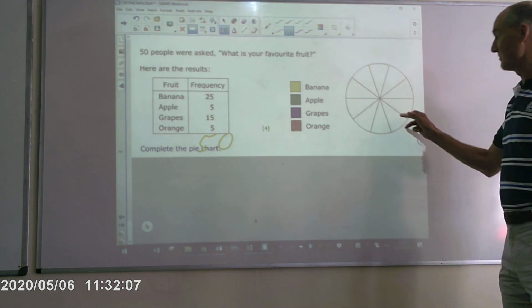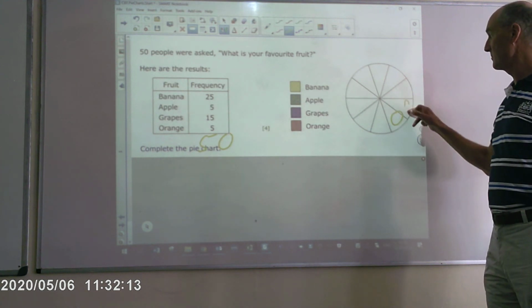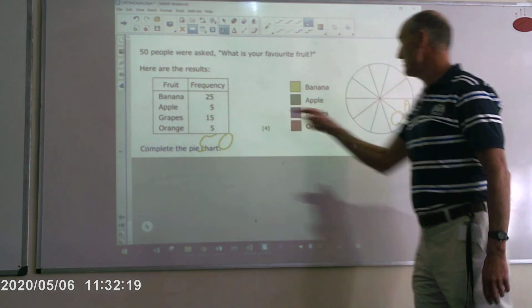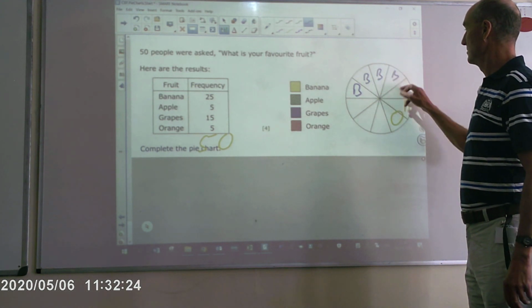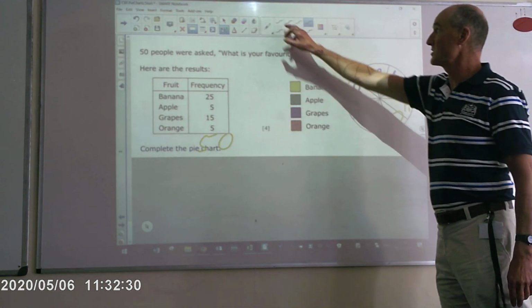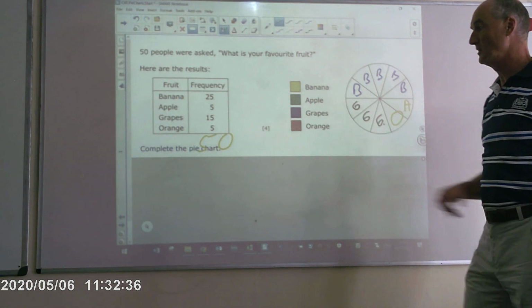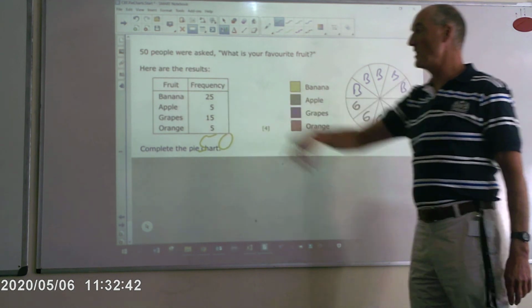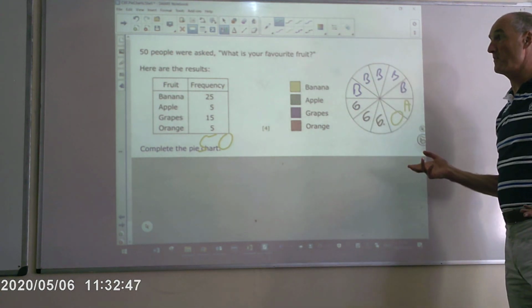So 1/10 for oranges. 1/10 for apples. 5/10 bananas. And then 3/10 grapes. I really hope this works out. Yeah, look, there's 3/10 left for preferring grapes. Okay, 50 in total, 1/10 oranges, 1/10 apples, 3/10 grapes, and 5/10 bananas. And that's a simple representation of a pie chart.